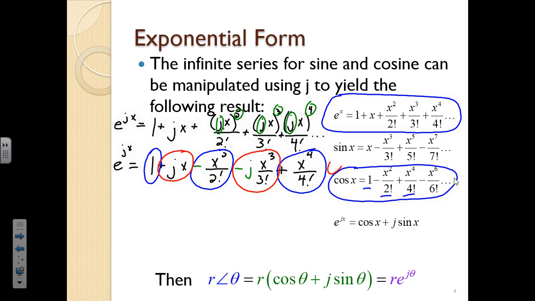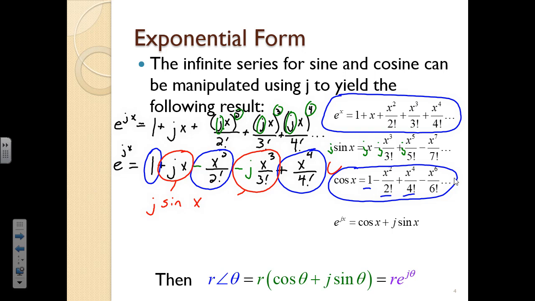So if we multiply sine by j, then each one of the terms will have a j in it. And that means that each of these terms add up to give us j times sine of x.